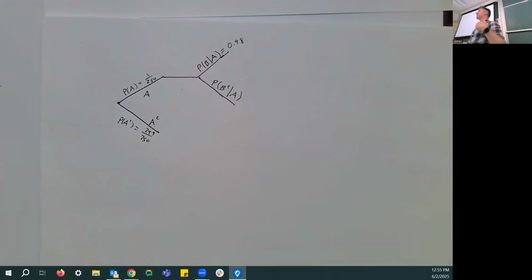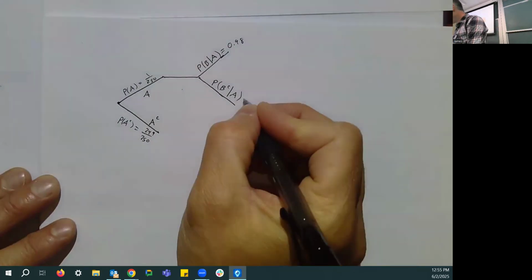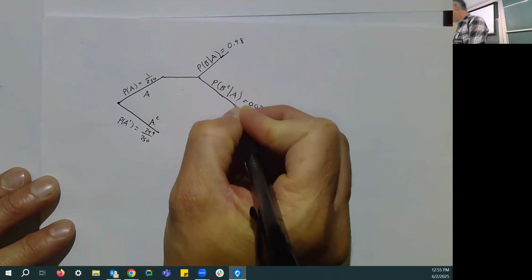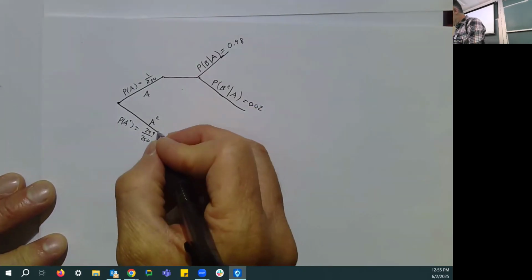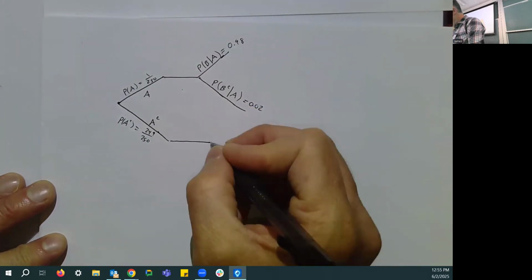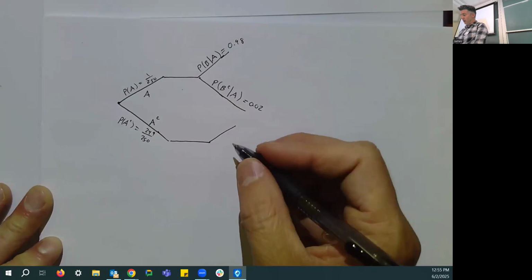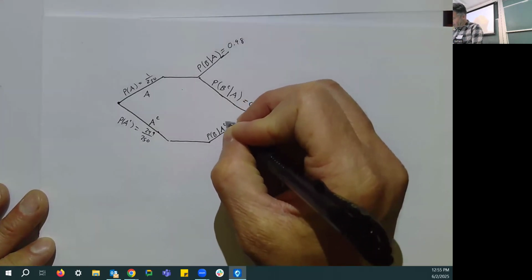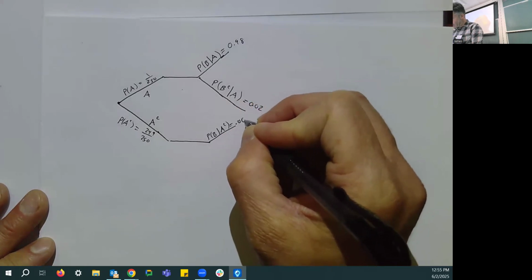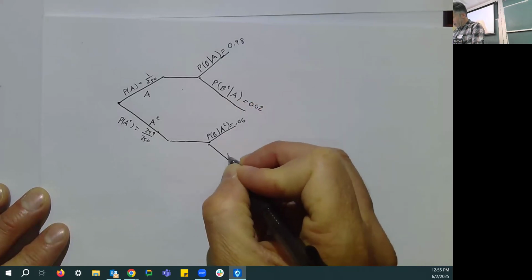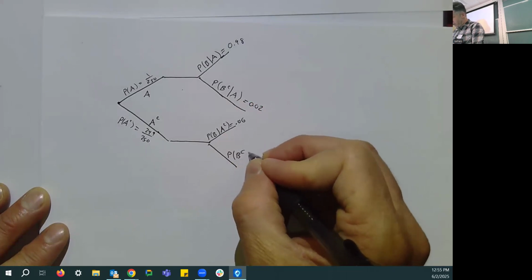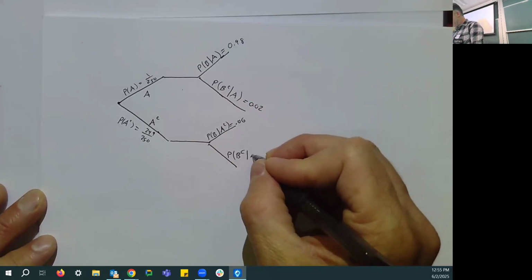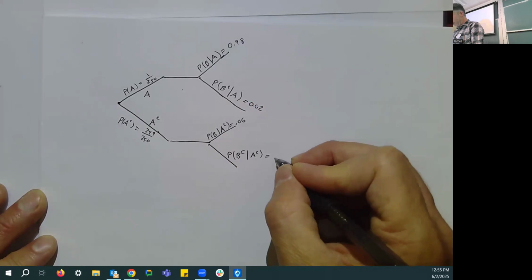Yes, or I would say 2% or 0.02. Right, we're just subtracting from 1. Same deal down here. If we know that the probability of testing positive given that you do not have the disease, a false positive, is 0.06, then the probability of a true negative, or whatever you call it when you accurately test negative, is going to be 0.94.